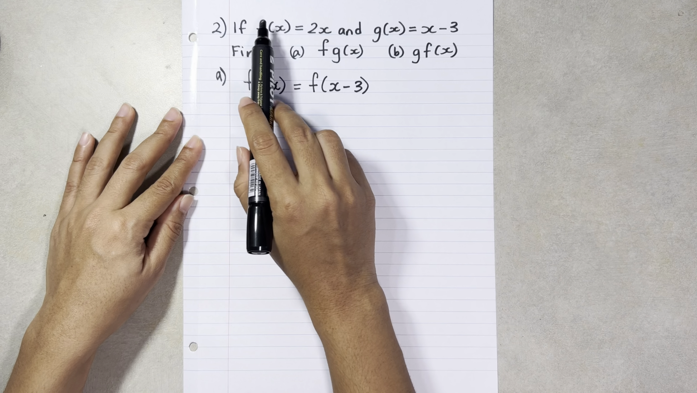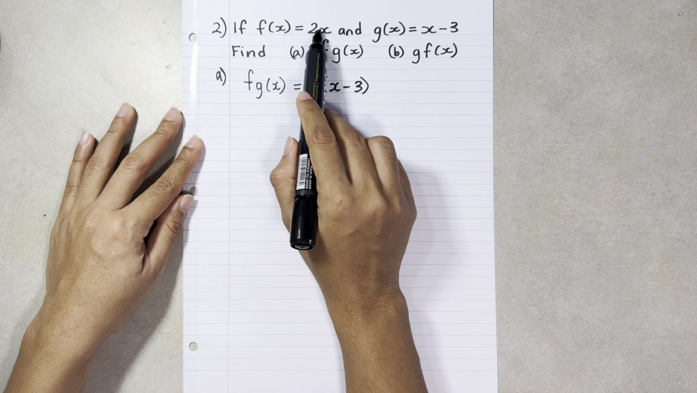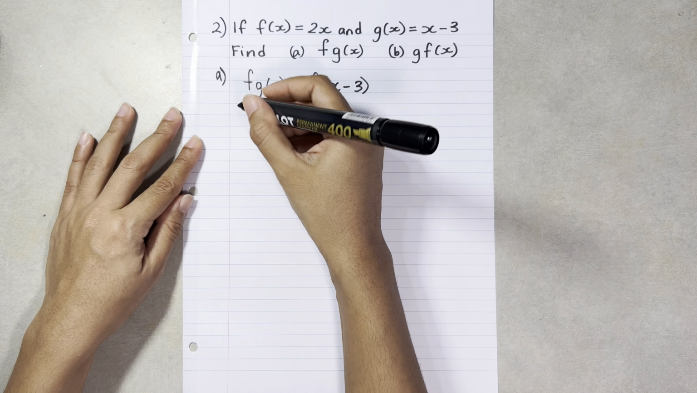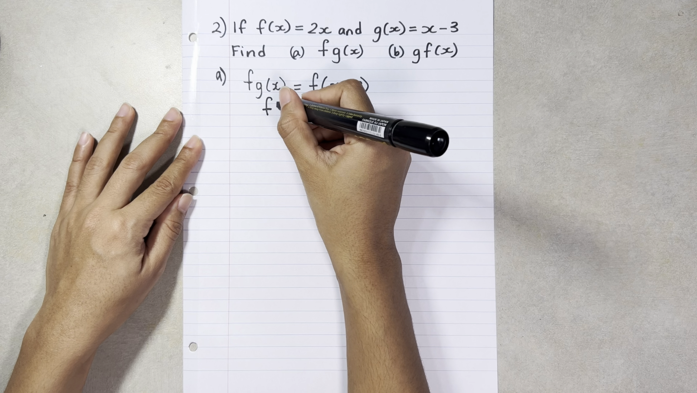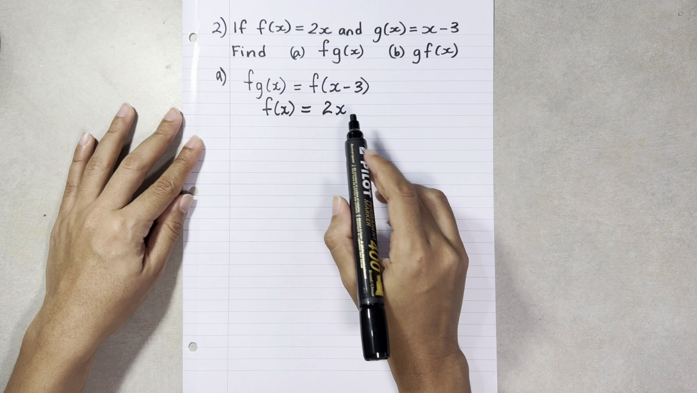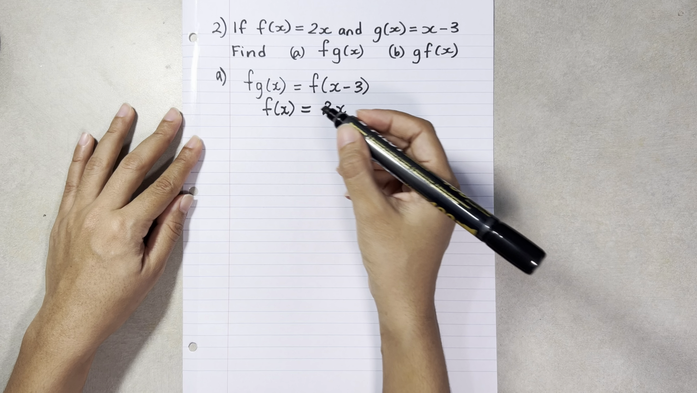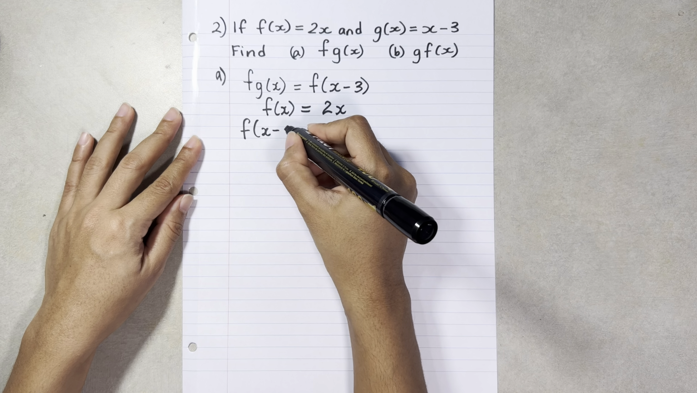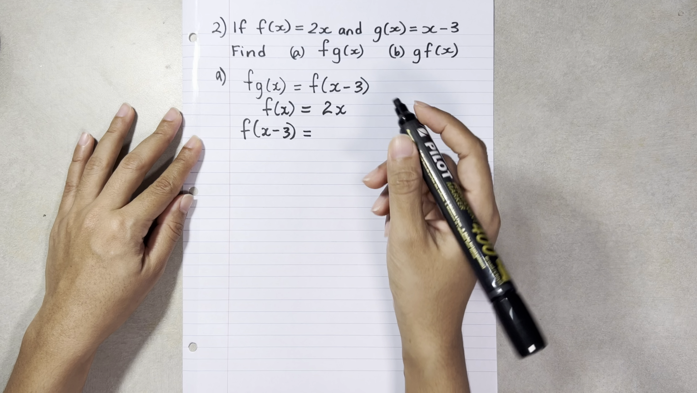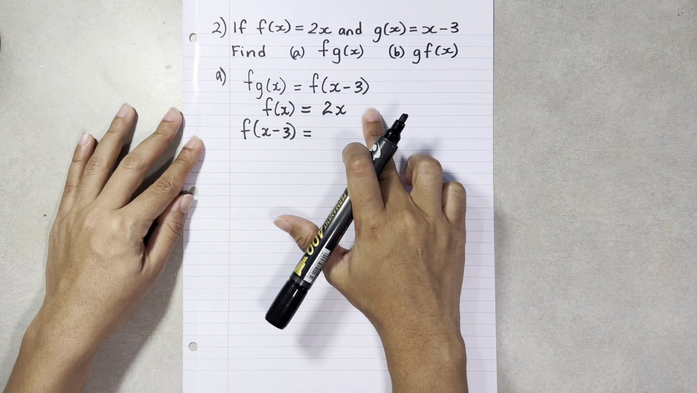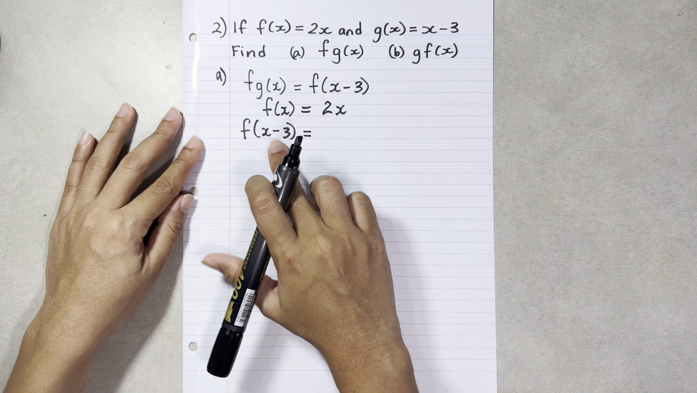So therefore, in the function f of x, which is equal to 2x, I am going to substitute x minus 3. So I'm going to write over the function f of x is equal to 2x, which means 2 times x. So finding f of x minus 3, we will just replace x. Wherever I have x in the function f of x, I will replace it with x minus 3.